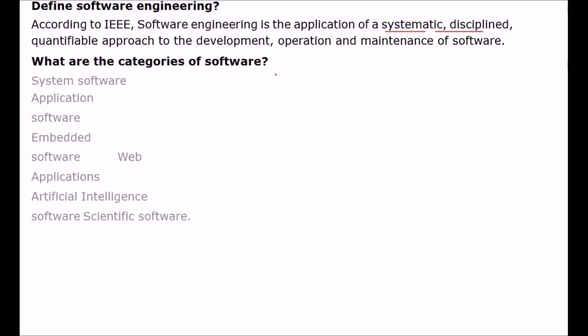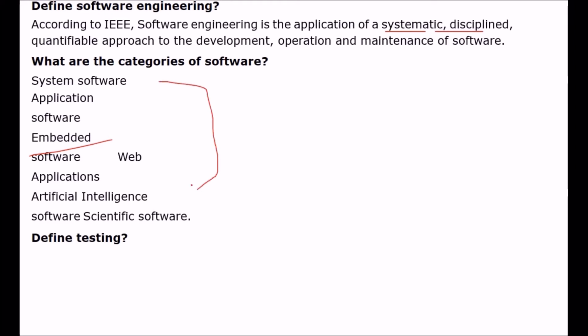What are the categories of software? There are various categories of software. You have system software, application software, embedded software, web application, artificial intelligence software and scientific software. There are various. These are the broad ranges. You can find more ranges inside.